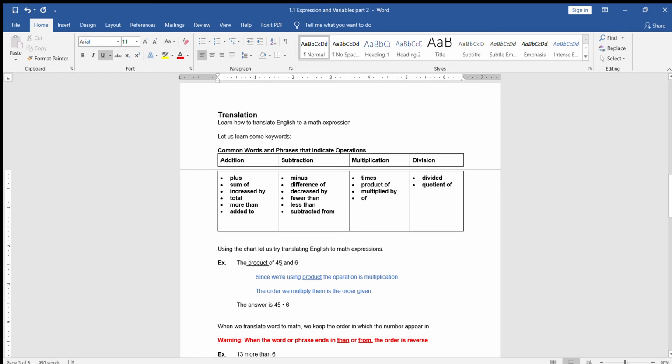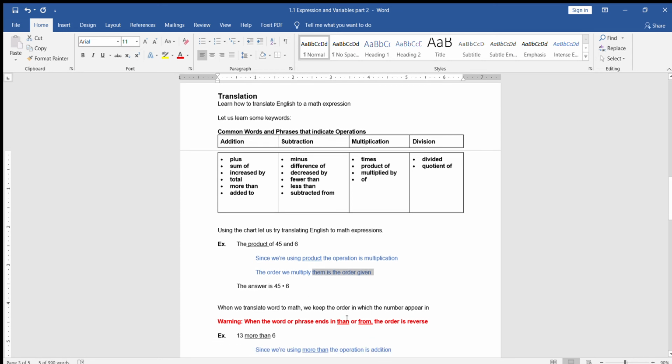The relationship between 45 and 6 is going to be a multiplication, but what's the order? Well, the order is simply the order that is given to us. Since 45 comes first, in the expression it is going to be first too. 6 is the second one. That's basically how you translate English words to math. We keep the order in which they appear.